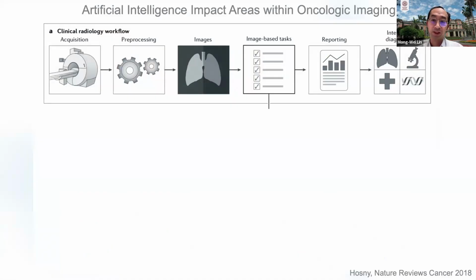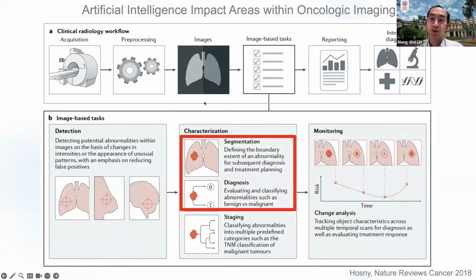AI can assist almost every step of the clinical imaging workflow. In today's talk, I will focus on the characterization stage, especially on segmentation of lung lesions and also on diagnosis, including identifying important pathologic features from lung cancer CT images.